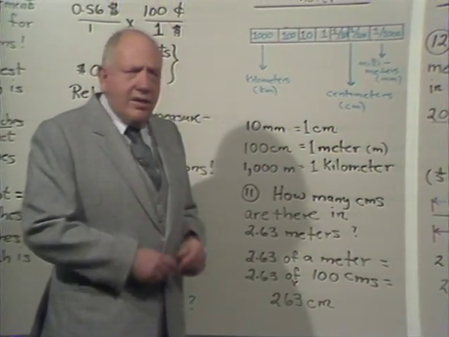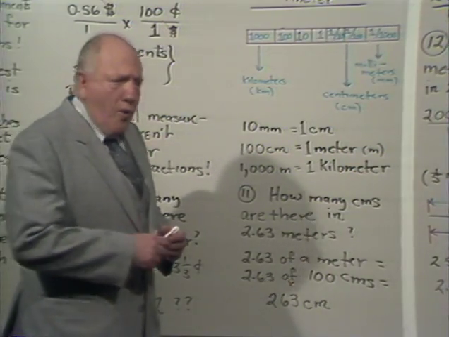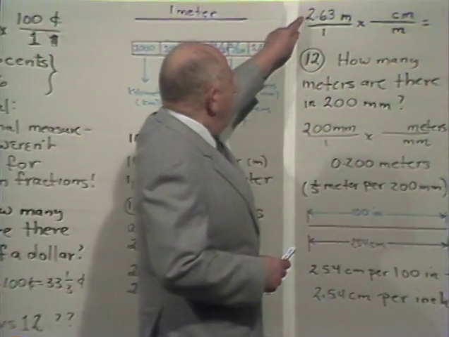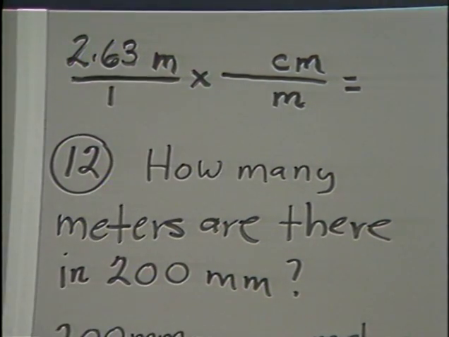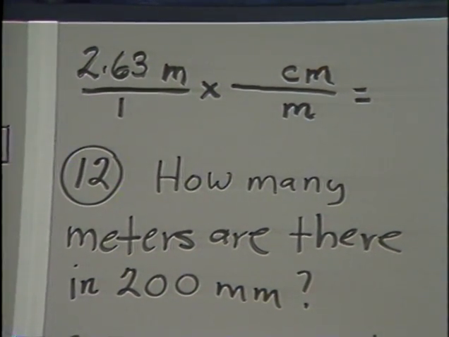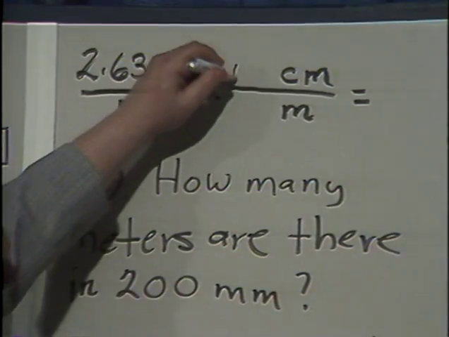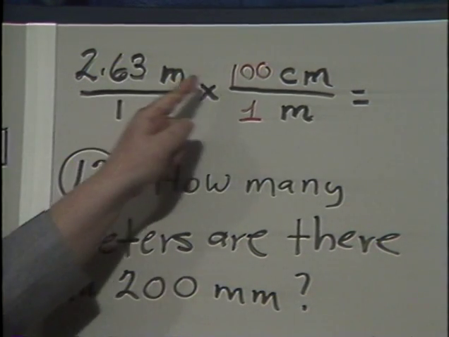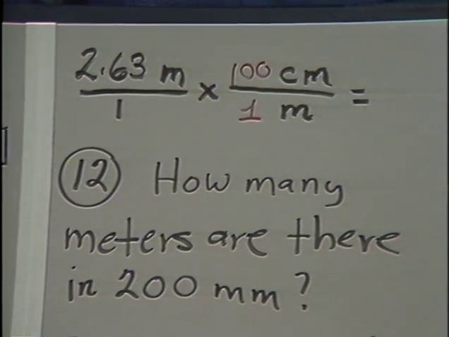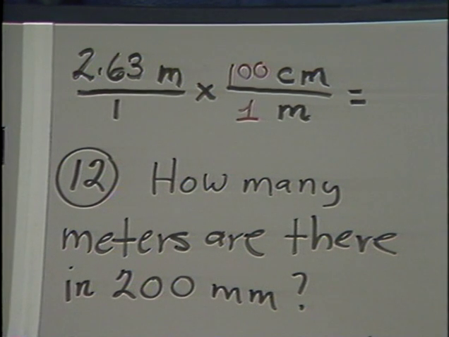It's 263 centimeters. And by the way, if you don't like to think it through this way, go back to our dimensional analysis. You take the 2.63 meters, you want to get rid of meters and bring in centimeters. What's the relationship between meters and centimeters? That's never going to change. It's 100 centimeters equals 1 meter. Now you do the arithmetic, and that tells you to do what? Move the decimal point 2 places to the right, and you get the same 263.